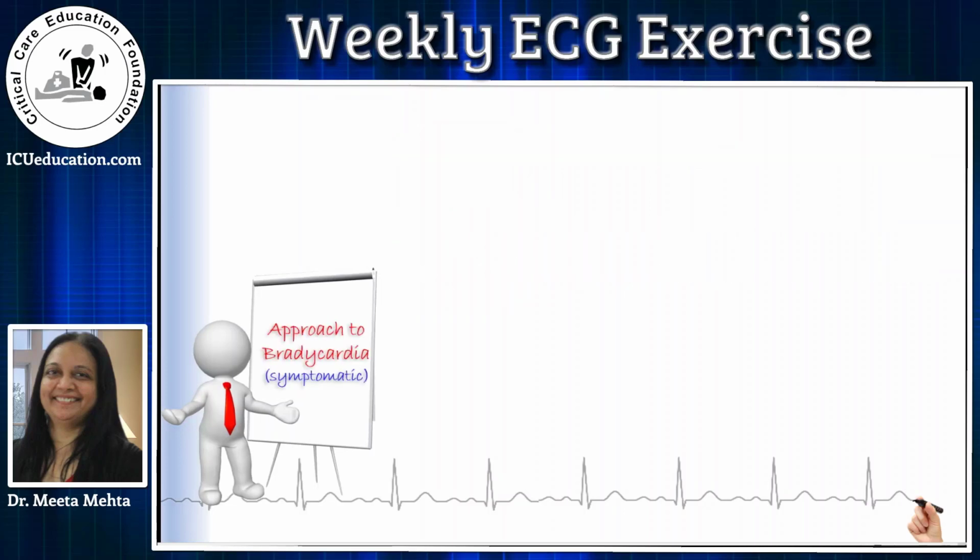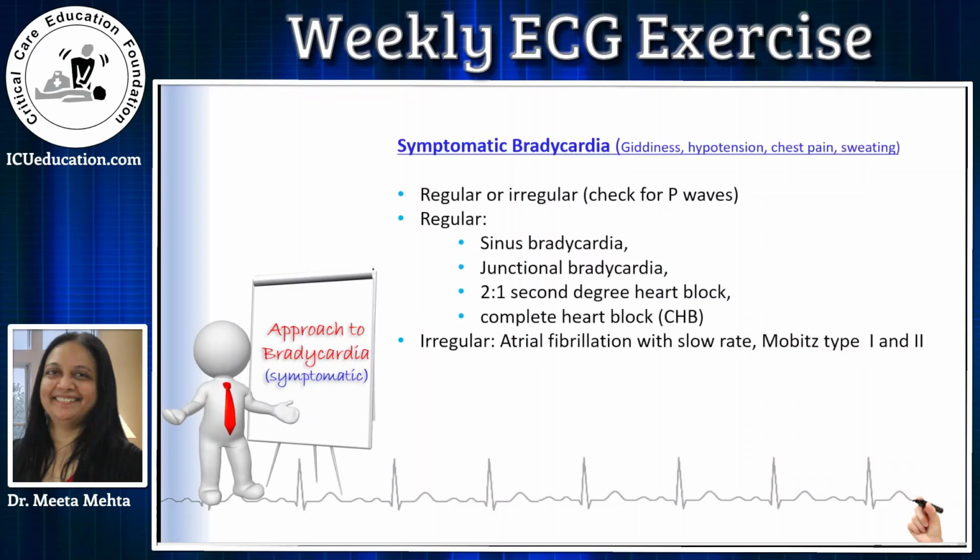patient. So let's quickly have an approach to symptomatic bradycardia. There are symptoms of hypoperfusion or low output: giddiness, hypotension, chest pain, sweating. Now it could be regular or irregular. In both the cases, please check for P waves.